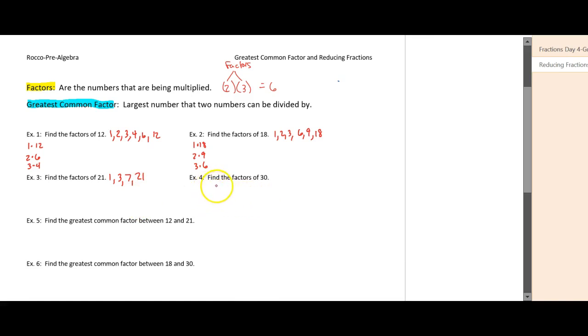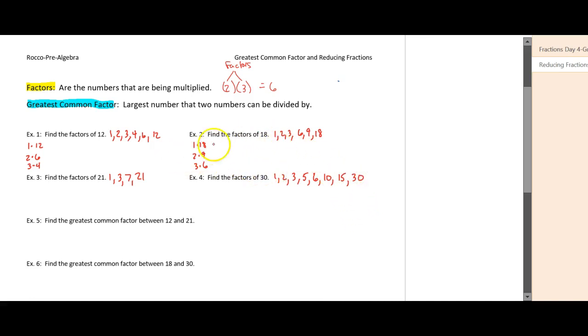So 30, right? Right away we can say 1, yes. Does 2 go into 30? Yep. Does 3? Yes. 4, no. But 5, yes. 6, yes. Because 5 times 6 will give you 30. 7, no. 8, no. 9, no. 10, yes. Right? What times 2 would give me 30? 15, and then 30. Okay?